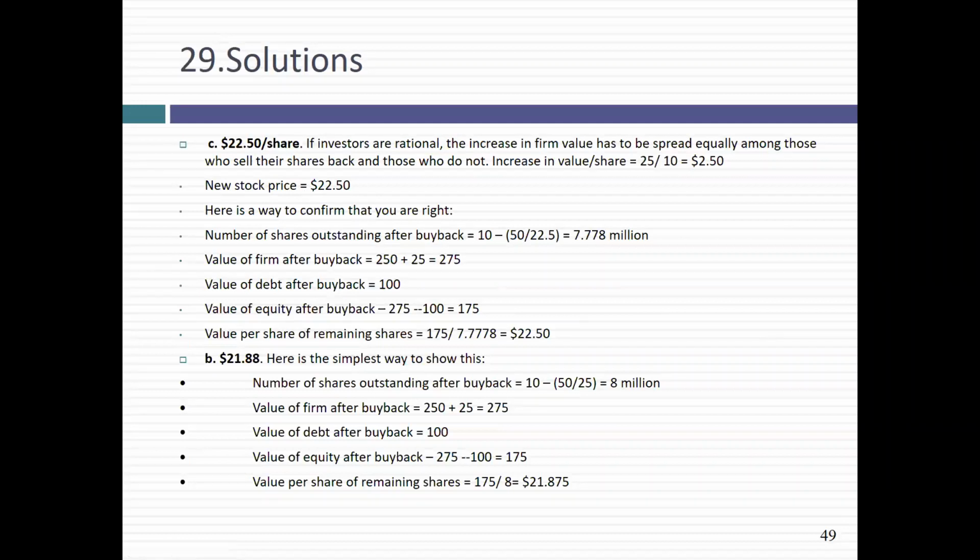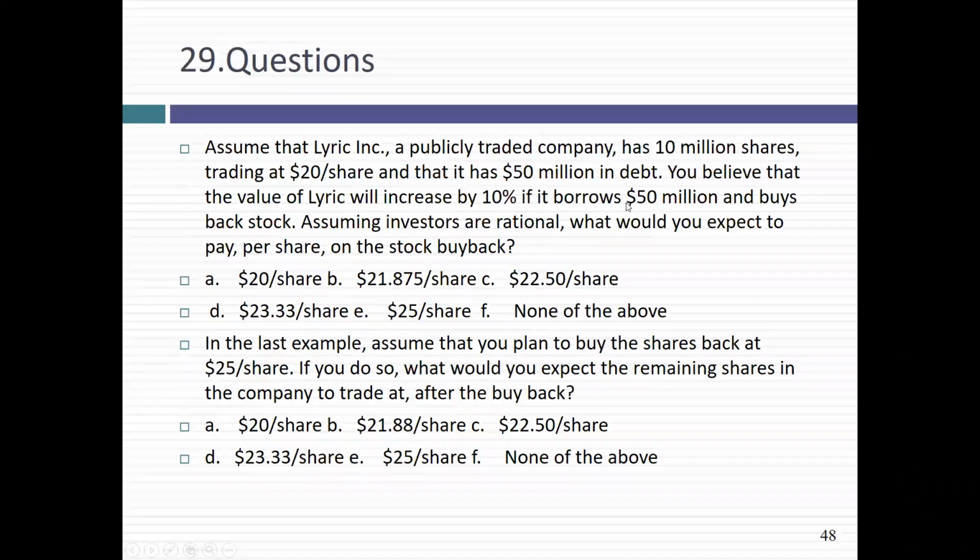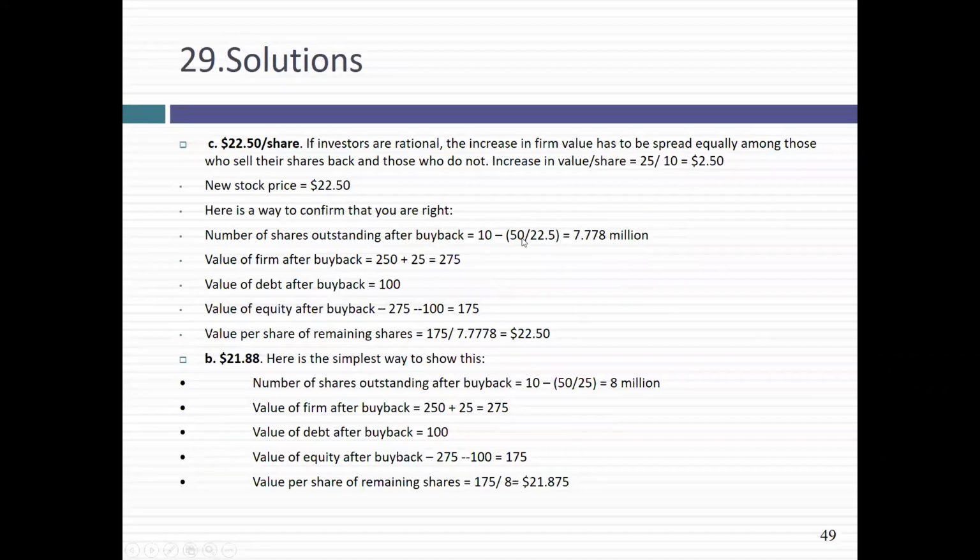Now let's confirm that this is right. We're going to go through the steps where we assume that we are buying back shares initially in the buyback at $22.50. So we had 10 million shares. We got $50 million from taking on an additional debt, right? So that's how much money we have left over to buy back shares. We have 50 million divided by 22.5, which is the new stock price. And what we're left with is, this is how many shares you're buying. This is how many shares you have left over. We have 7.778 million shares left over.